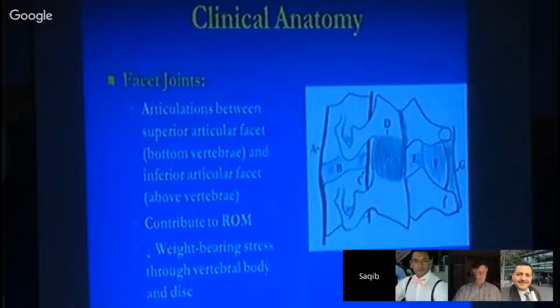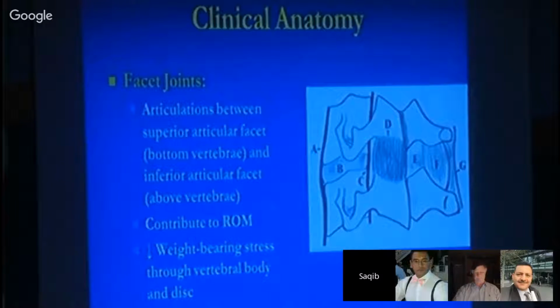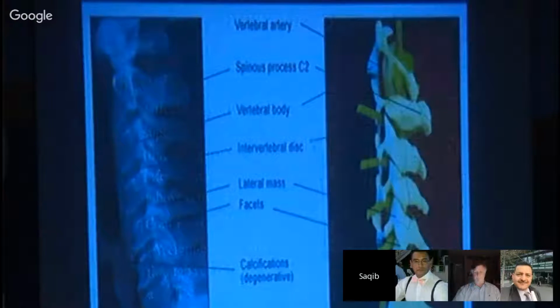We said about that. So facet joints, another important ligamentous structure, contribute to the range of movement. It's a weight-bearing element. It's a synovial joint. That's what we're talking about. And again, big importance for the stability.